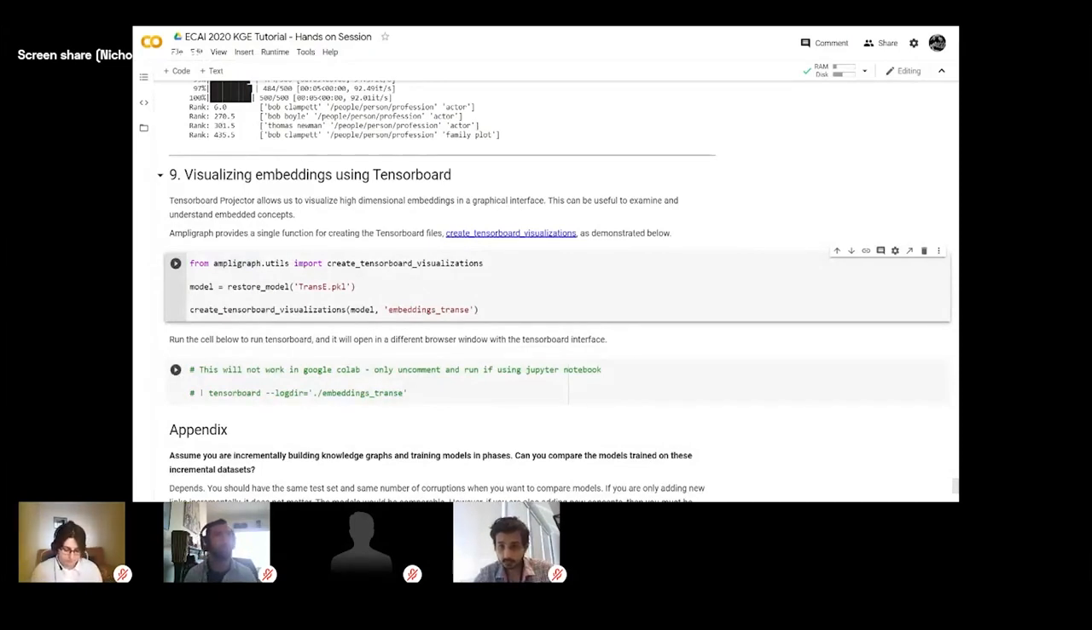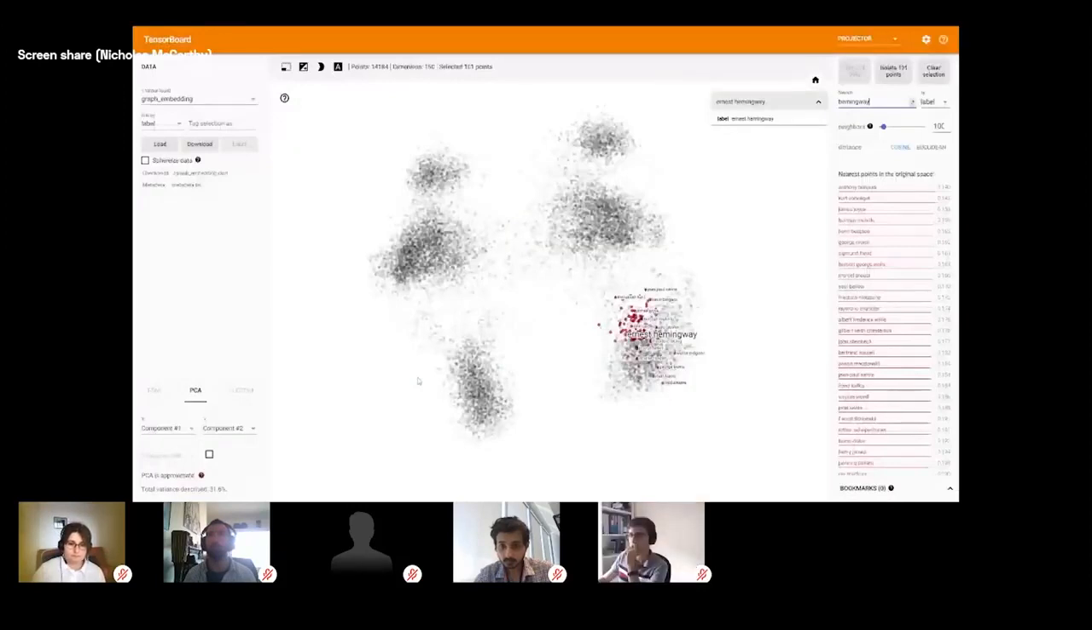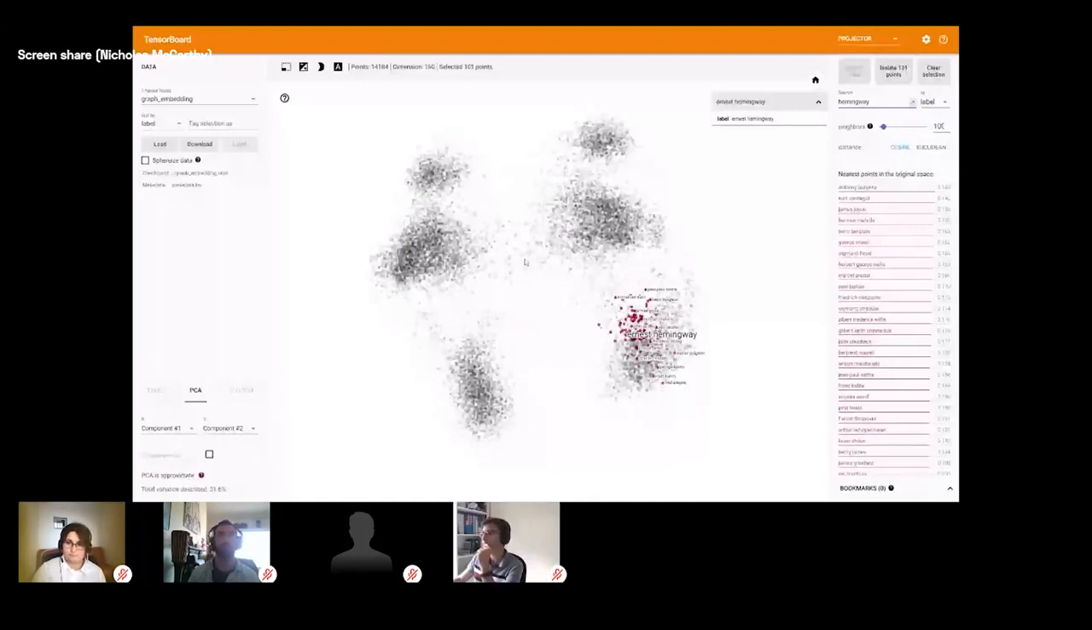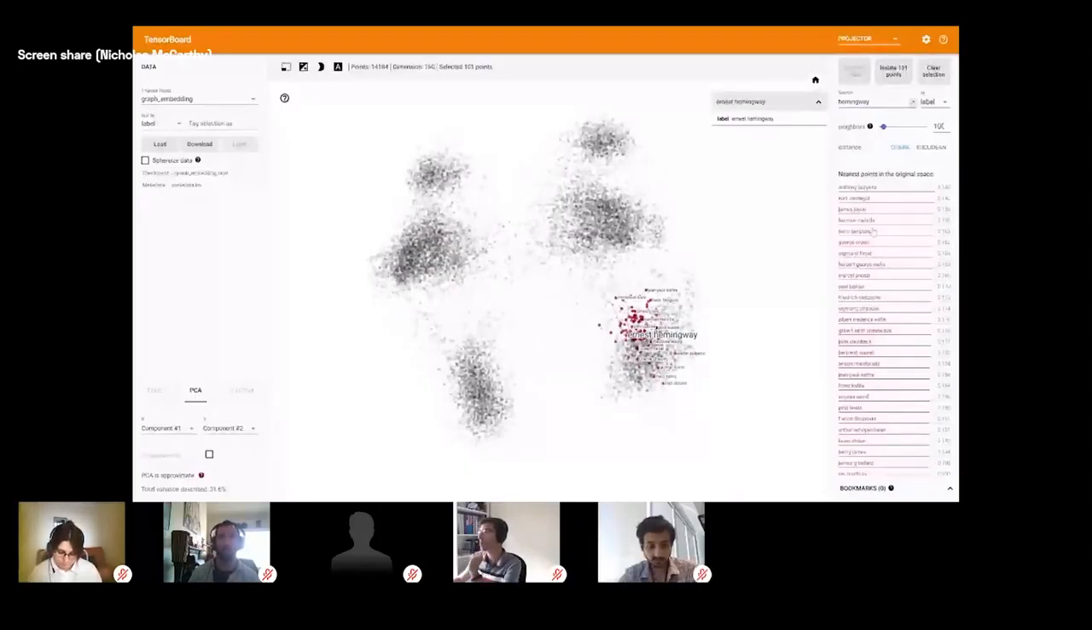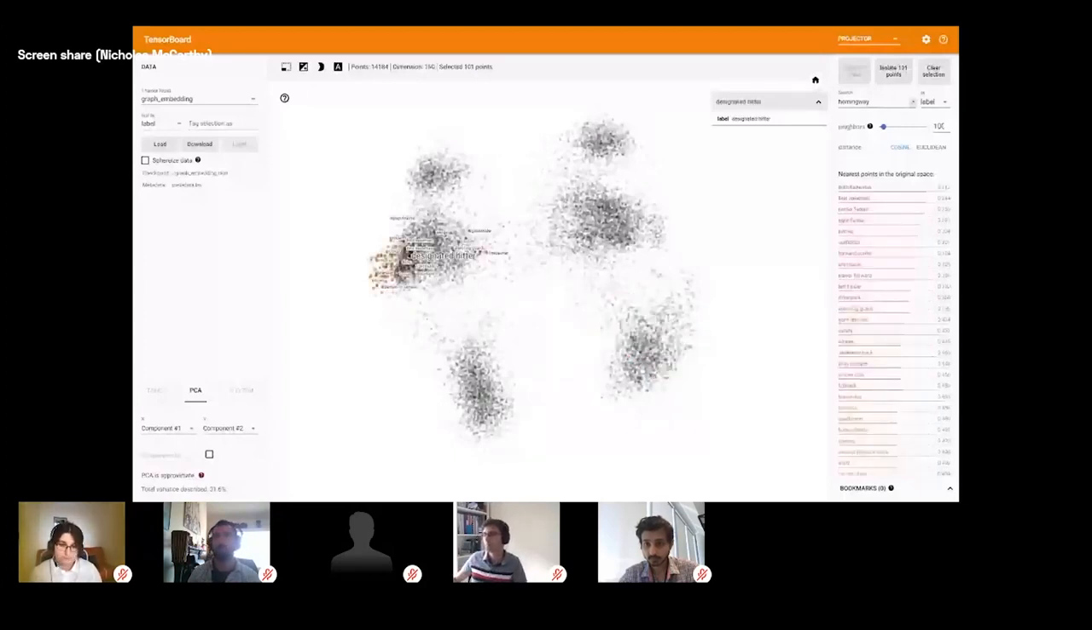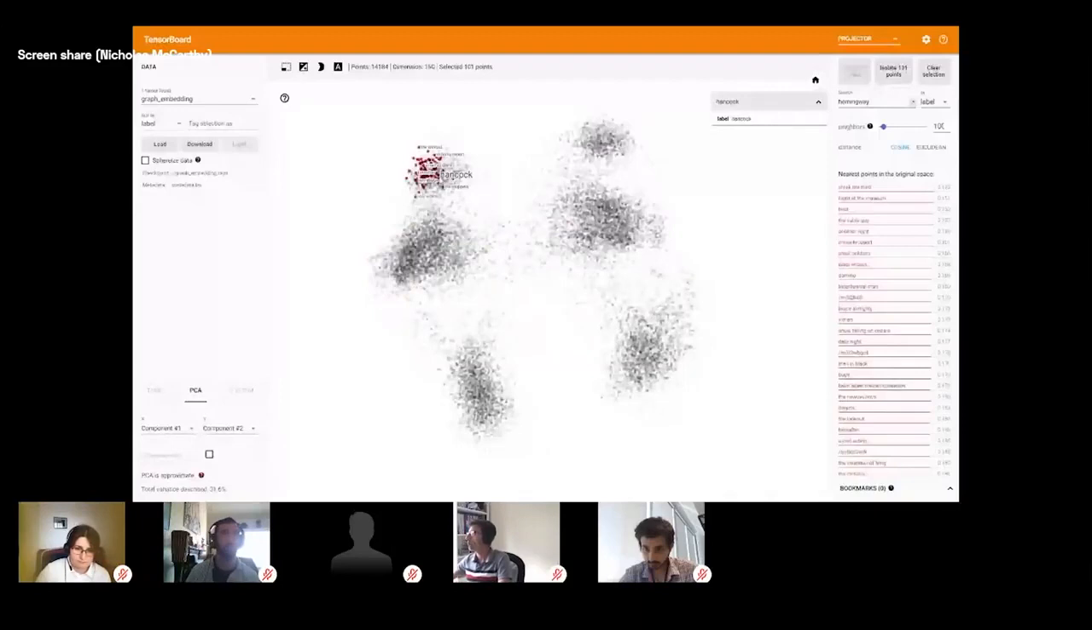But I'm going to switch over to a different tab where I have the example already running. If you're not familiar with TensorBoard, you want to select projector in the top right, and you can use that to visualize a set of embeddings. So here we have Ernest Hemingway, and it's showing the nearest entities in the embedding space. We find designated hitter, which I guess is the baseball term. It's giving us all the other similar positions in baseball, and copy the movie, I guess.